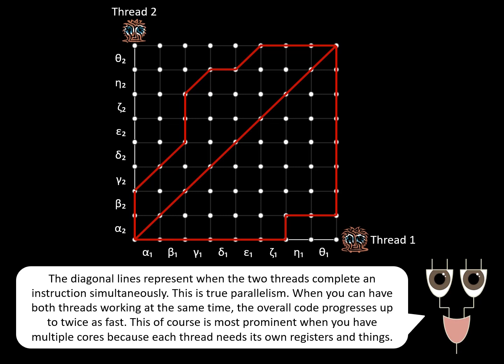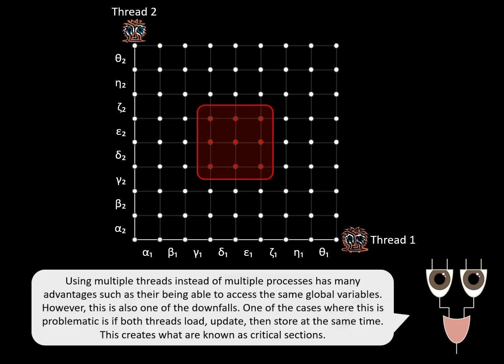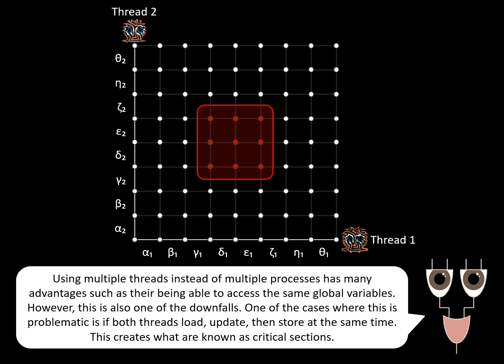Using multiple threads instead of multiple processes has many advantages, such as their being able to access the same global variables. However, this is also one of their downfalls. One of the cases where this is problematic is if both threads load, update, and then store at the same time. This creates what are known as critical sections.